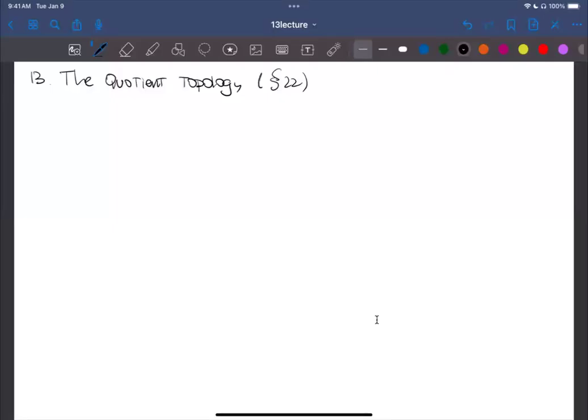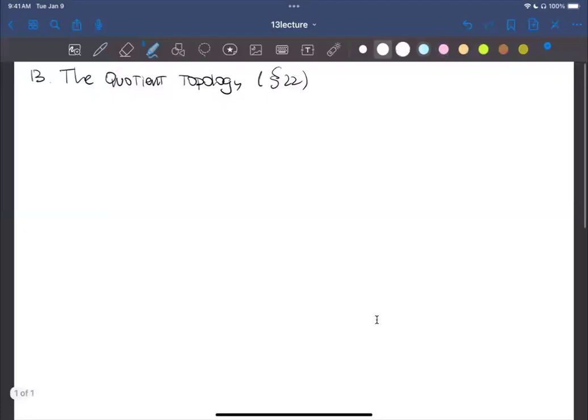Okay, welcome. So today we need to continue our discussion about quotient spaces. And actually, we are going to get to introduce the quotient topology. So last time, let's go with a brief refresh.